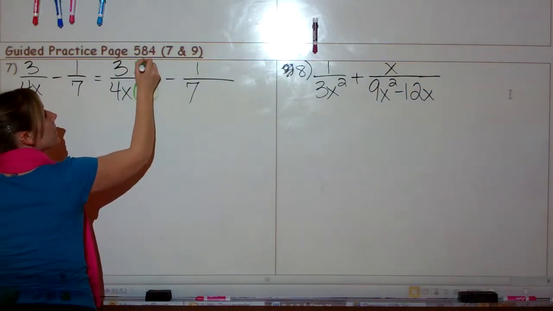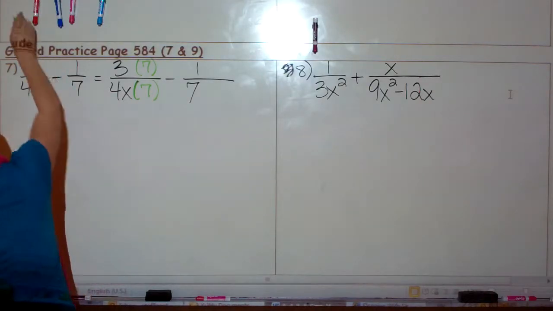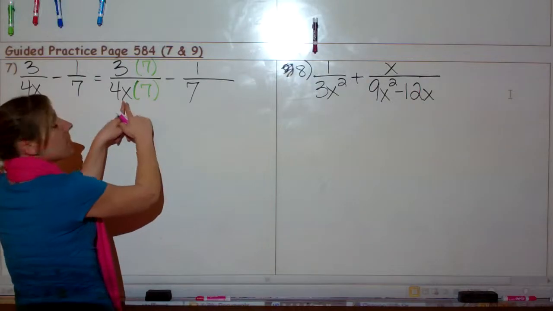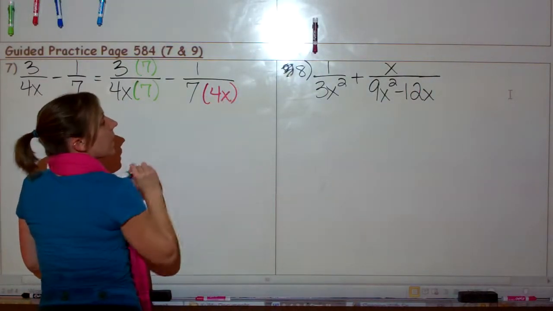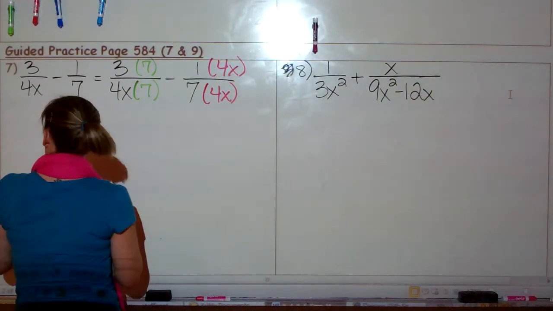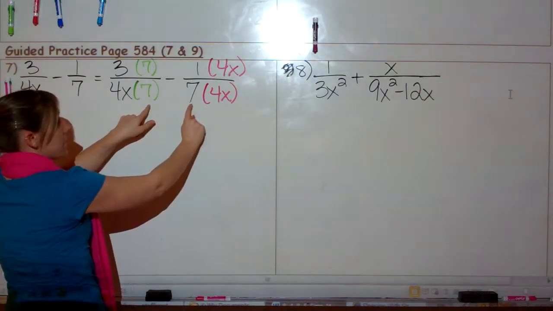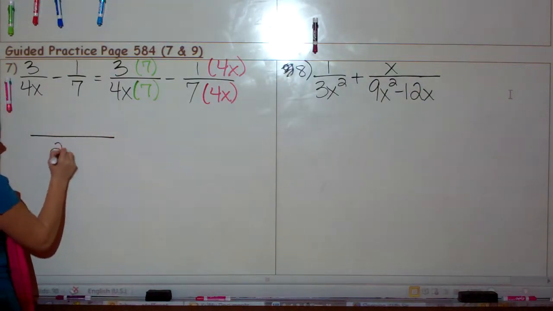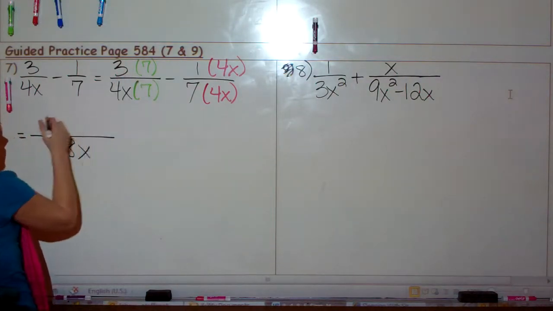7 on top, 7 on bottom. Alright, so then we ask again, what is this one missing compared to that denominator? Well, that is a 4x. 4x on bottom, 4x on top. So now that they match, they're both 7 times 4x, which is really 28x, okay? Now we can actually work out the numerators.